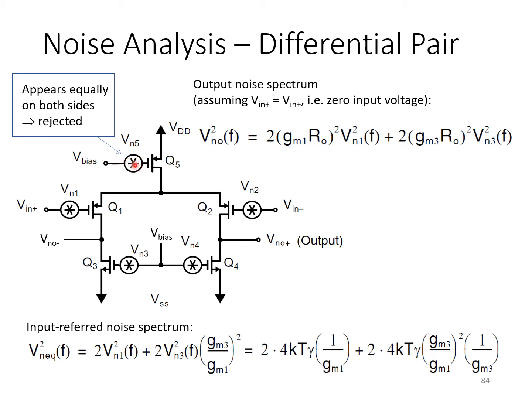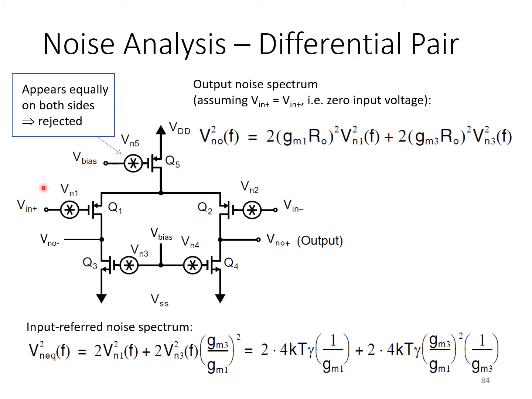This gate-referred voltage noise model is usable in this case because for all 5 transistors, we are assuming that the gates are connected to voltage sources with relatively low output impedances. So, for example, whatever bias circuit is supplying the gate voltage to Q5, Q3, and Q4 is assumed to have a relatively low source impedance, and same for whatever is driving the inputs, Vin plus and Vin minus.